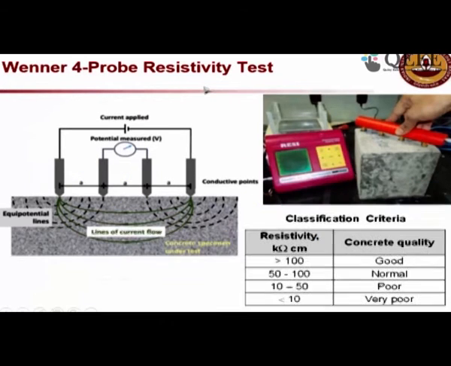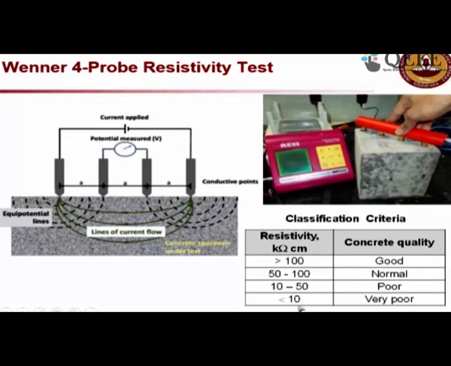Now, the 4 probe resistivity test. Again, here you have 4 probes. As you can see, there is some equipotential line. So what you do is you apply a current between the 2 outer electrodes and measure the potential between the 2 inner electrodes, and then you can calculate the resistivity of the concrete using this current and potential.